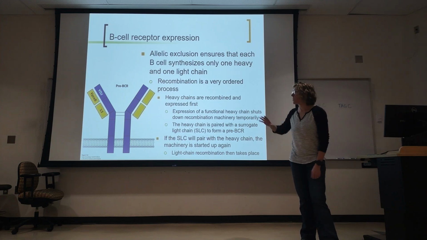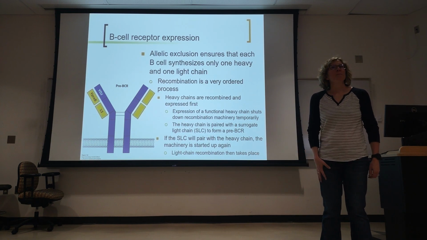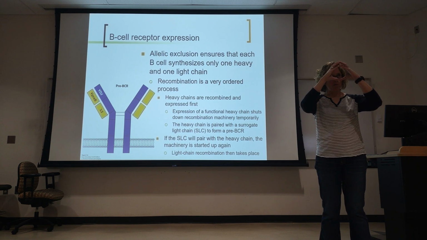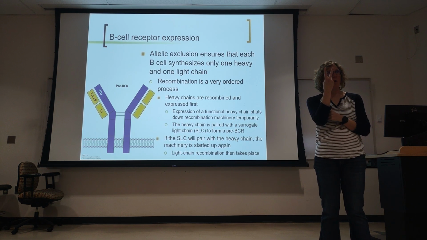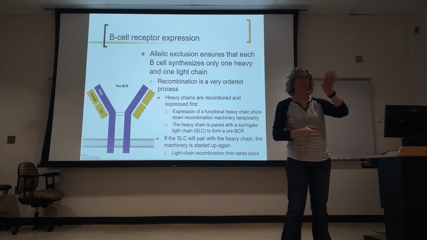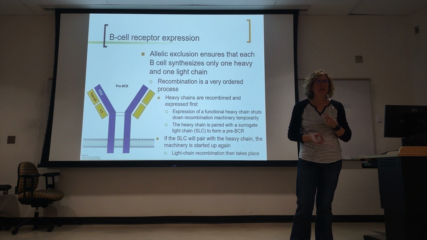So this is a process that we call allelic exclusion. It means that inside the B cell or the T cell, you have 2 copies of the chromosomal information that you're going to use to make your heavy chain or your light chains. The cell has to pick one. It cannot be doing both at the same time.